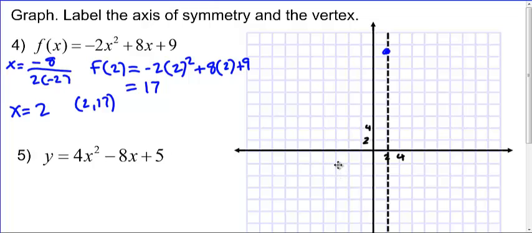Now, the other thing that we know at this point is that the graph opens downward. We probably need a little bit more information than that. So what I'm going to do is go ahead and plug in some other values.